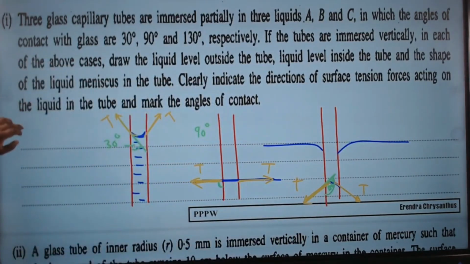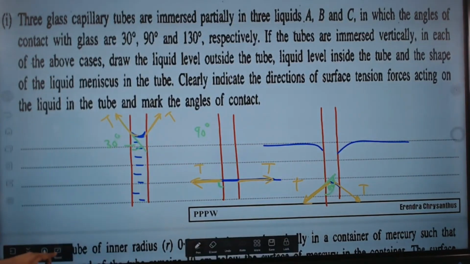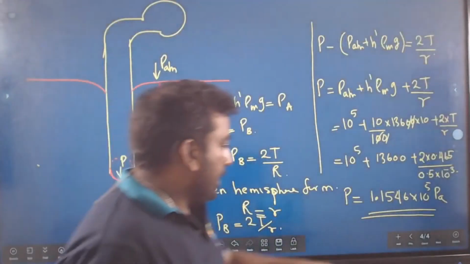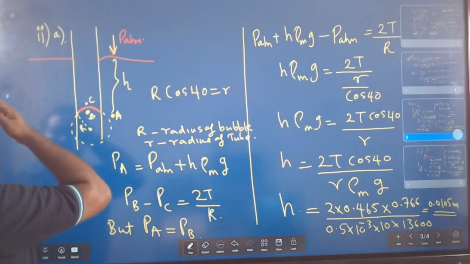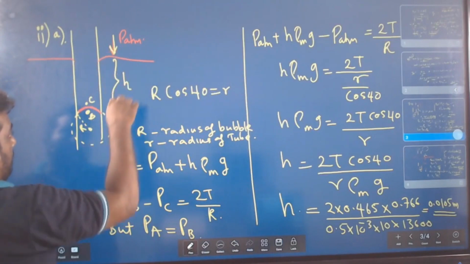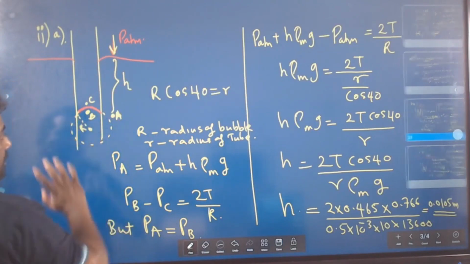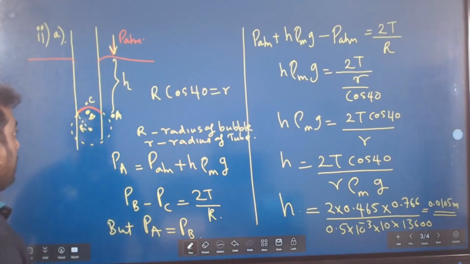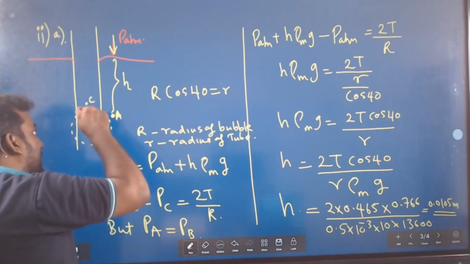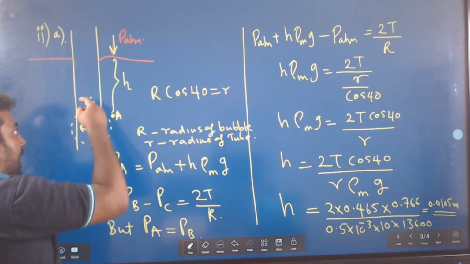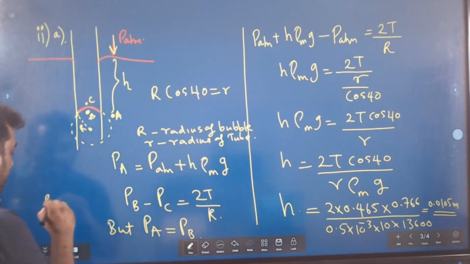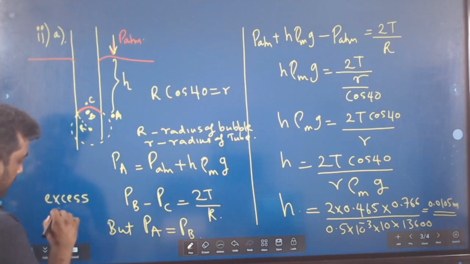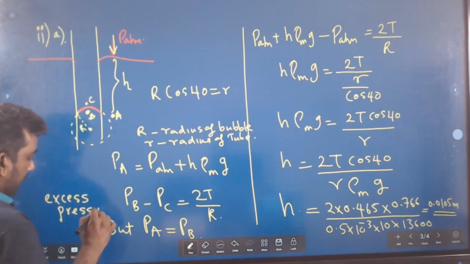Right? Now, in the next problem, capillary depression takes place. P atm plus h rho g is pressure at A, pressure at A equals pressure at B. Now pressure at B is larger, so the meniscus is bent upwards. PB is larger than PC. PB minus PC is 2T over R. This is your excess pressure relationship.